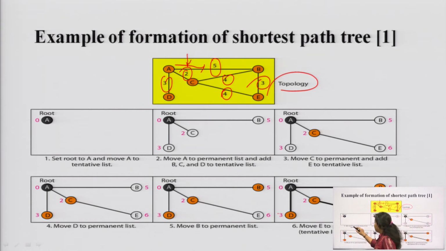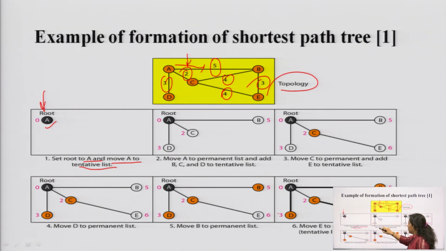Now, this is set route to A and move A to tentative list. So, from here we are going to start. This route has to be set to A and A moved to the tentative list. So, the tentative list which we have, we have to move this route to A. If we find a shortest path, because at this point we have to make a decision which path has the shortest length, if it is fixed, then we have to enter it into the permanent list.